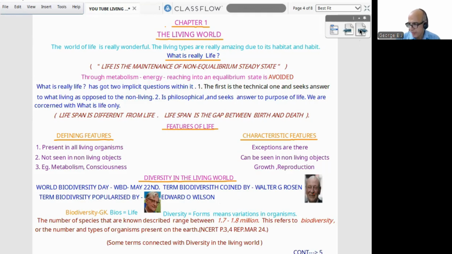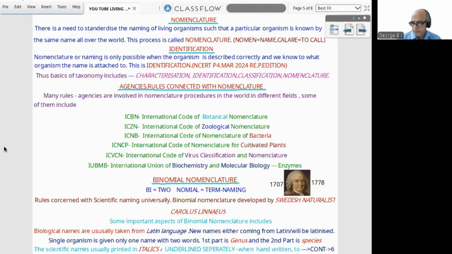Now we can proceed to the next page. Next, some terms concerned with biodiversity. First is nomenclature, a theory NEET exam question. Why that term? What is the meaning? See, there is a need to standardize the naming of living organisms such that a particular organism is known by the same name all over the world. This process is called nomenclature. Nomen means name, calere means to call. That is how the term nomenclature came.